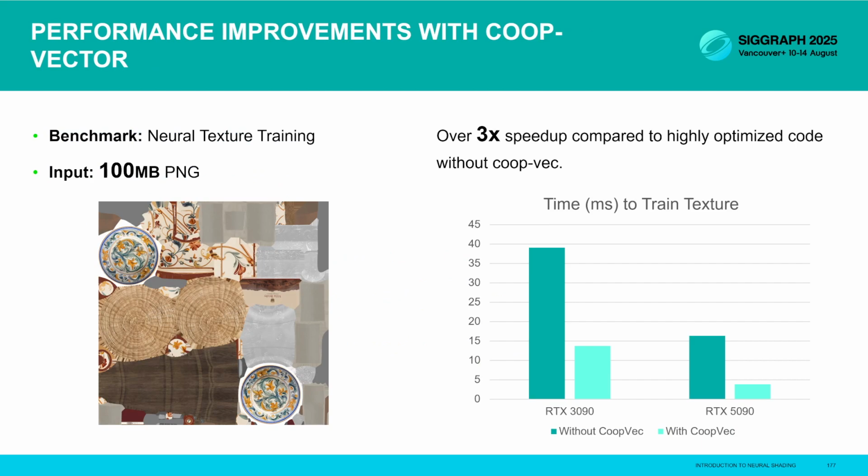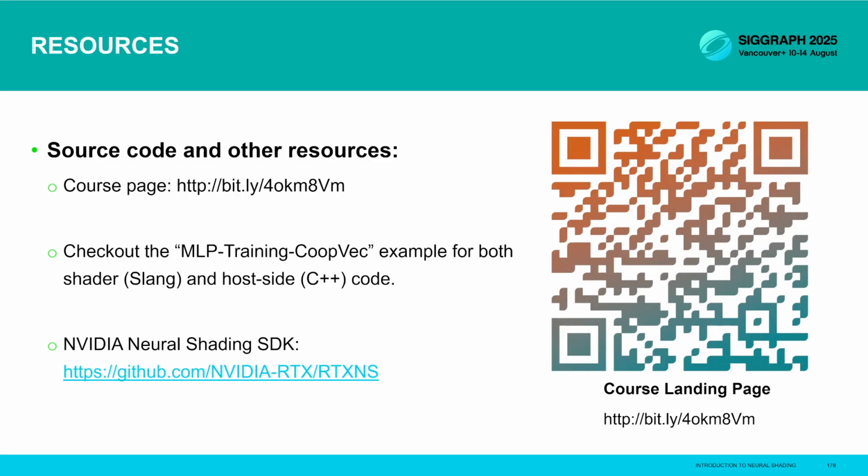To give you an idea of the performance improvements using the cooperative vectors, here's a benchmark of training a neural texture from a 100 megabyte PNG image. When compared to a highly optimized implementation that doesn't use coop vectors, the coop vector implementation is achieving a 3 to 4 times speedup depending on the GPU, which is very impressive. And that concludes this section.